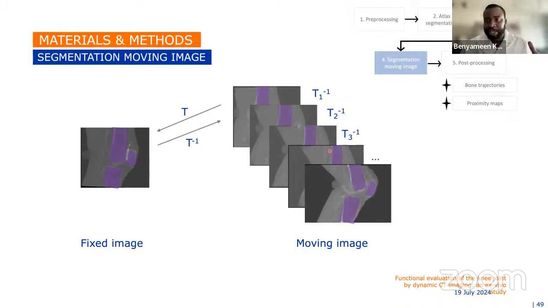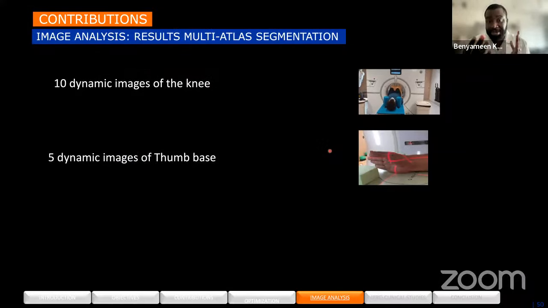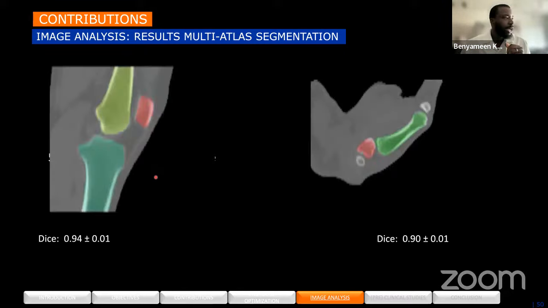So after this cadaver study, we wanted to actually test it out in real human cases. So we did some experiments, 10 dynamic images of the knee, and also 5 dynamic images of the thumb, to see how well our segmentation workflow works. And here are some of the results of those experiments. It's evaluated using a DICE score, which is a metric that describes how good your segmentation is. A value of 1 means a very good score and 0 means bad. And we were around 0.94 and 0.90, which were quite reasonable DICE scores for the application that we wanted to use it for.